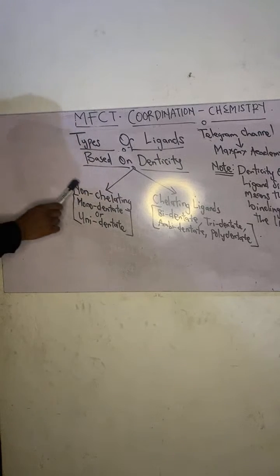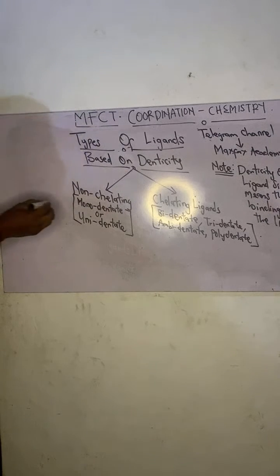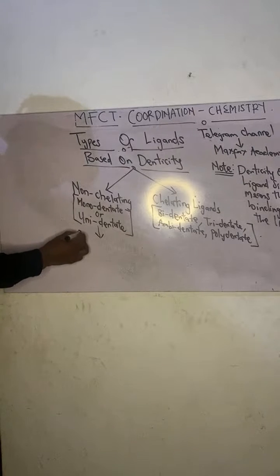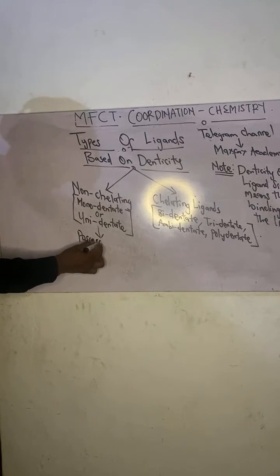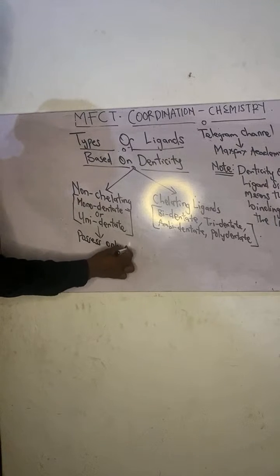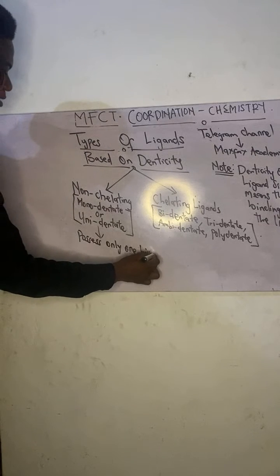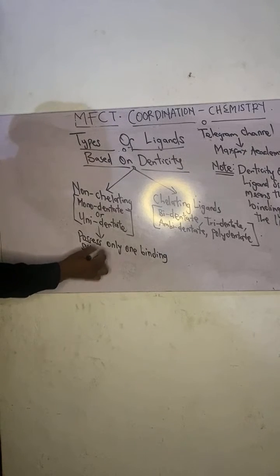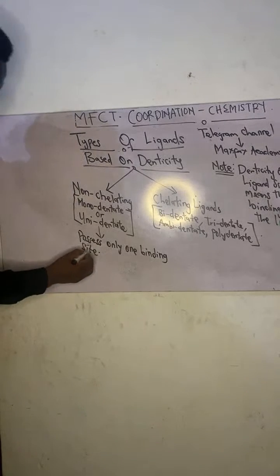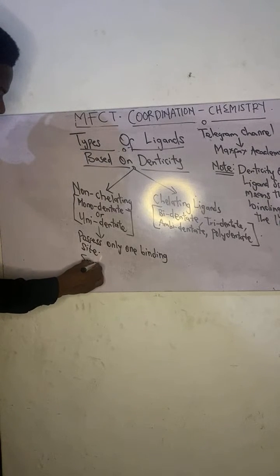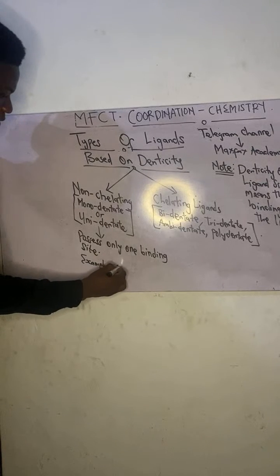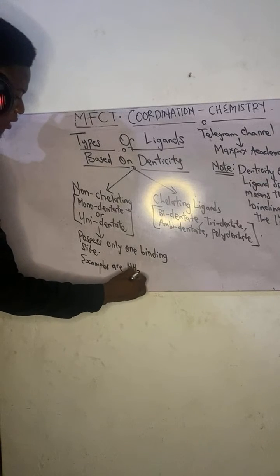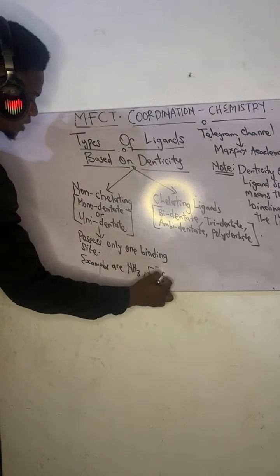Now, what is a non-chelating ligand? Non-chelating ligands are the ligands that possess only one binding site. Examples are NH3, F-, Cl-, etc.